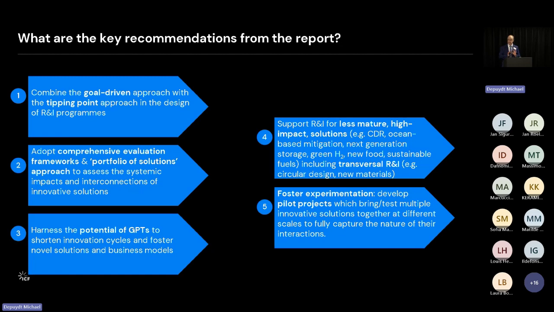it's important to focus on areas that are less mature, but have high impact and high risk opportunities. So this is the reason for putting public capital into those areas, so that we can come up with new solutions. And that includes transversal research and innovation: circular design, new materials, that third bucket around new food as well. And a call out also to foster experimentation and develop pilot projects. Think innovatively, imaginatively about what we want to fund. Don't just do the same old.